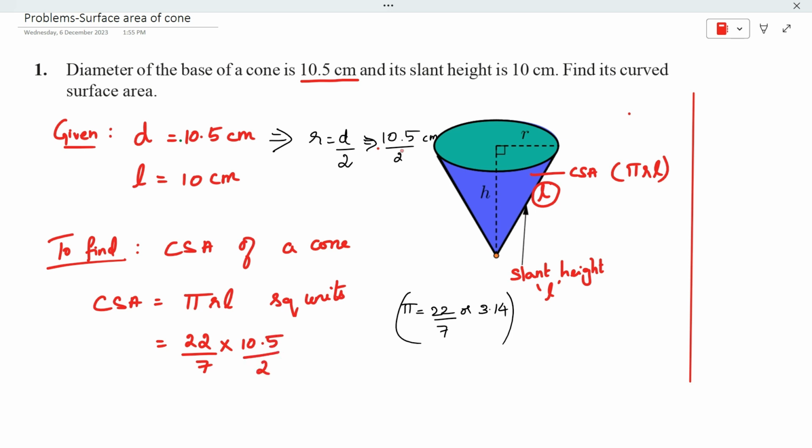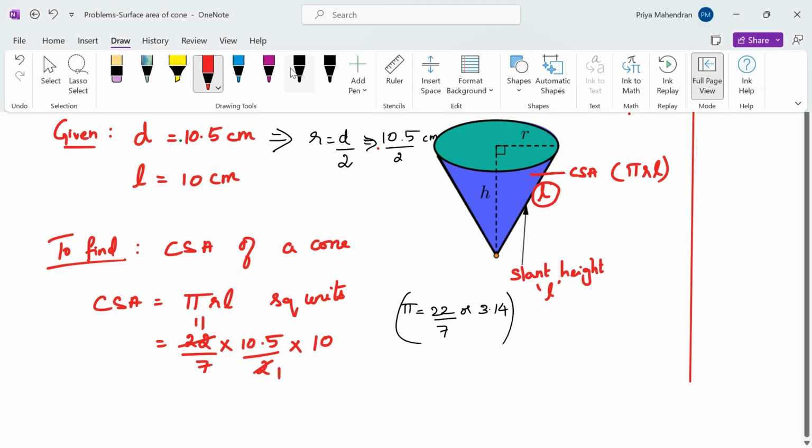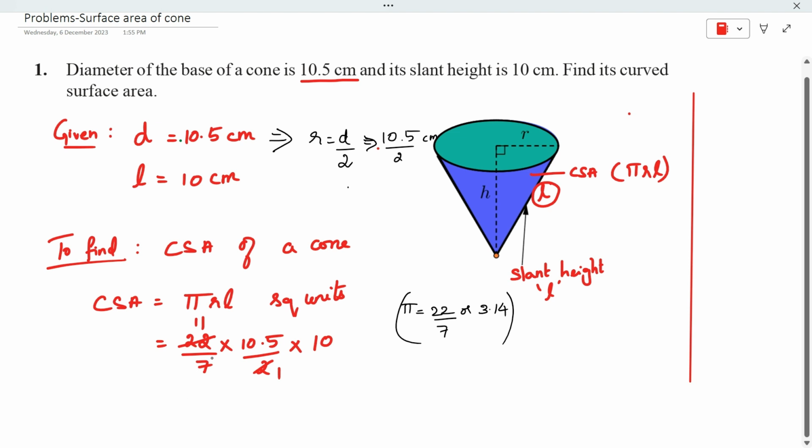Here, I haven't reduced this to 5.25 because it is easy for me to cancel by common factors, so I'm keeping as such. The value of L is 10. So now I'm going to cancel by common factor. 2 times 1, 2 times 11. Similarly, I'm going to cancel 7 and 10.5. 7 times 1 and 7 times 1.5.